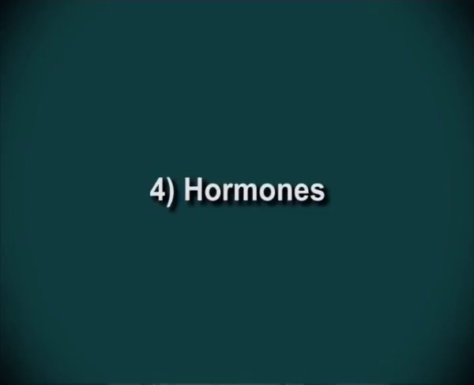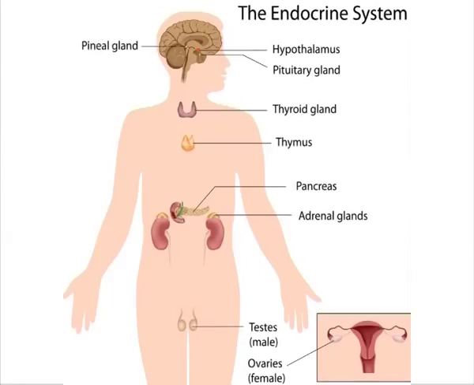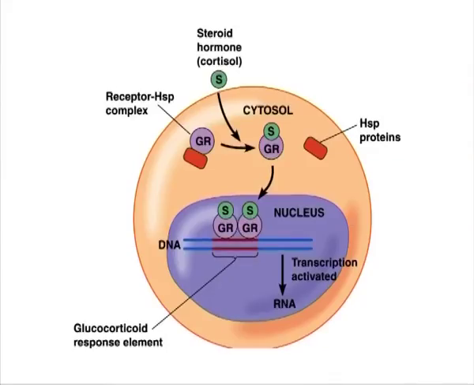Next function is as hormones. Hormones are chemical messengers that are made in one part of the body but act on cells in other parts of the body. Protein hormones perform many important regulatory functions. For example, insulin is a protein hormone that plays a key role in regulating the amount of glucose in blood.